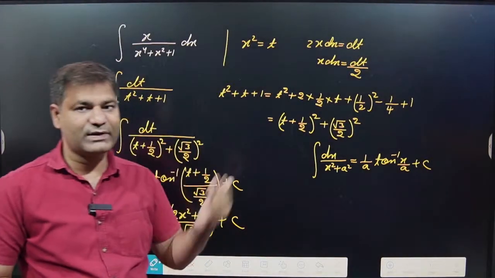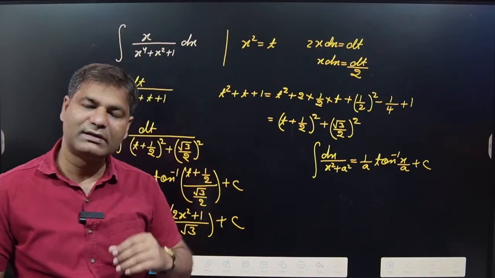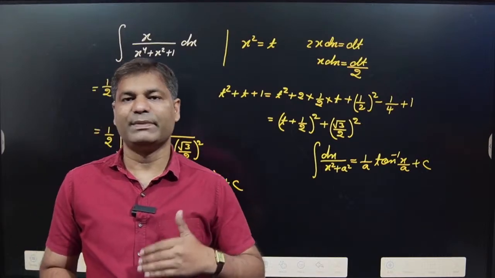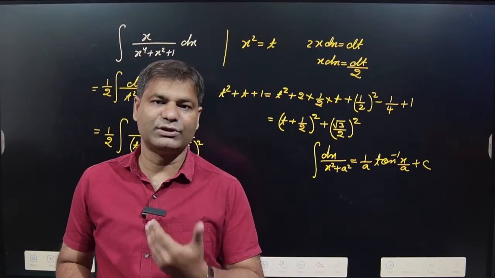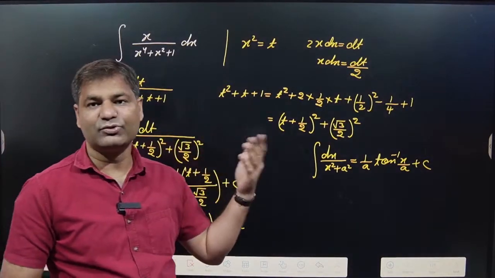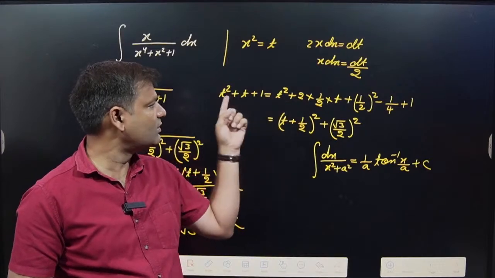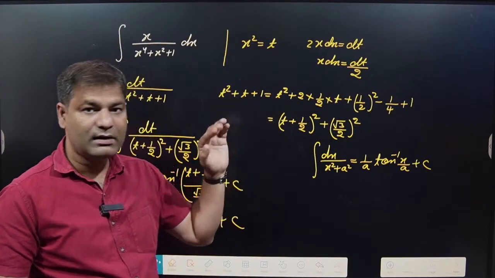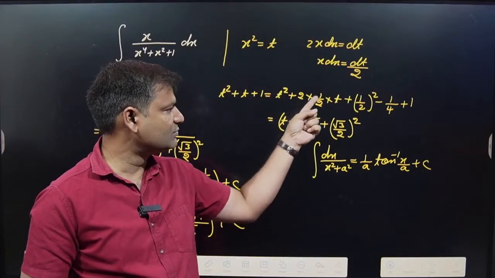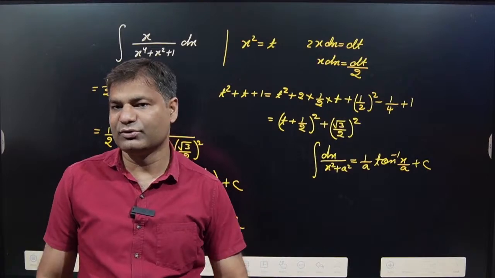If this type of quadratic expression is available in the denominator, then always make a perfect square. Perfect square means a plus b to the whole square or a minus b to the whole square. So here it is positive, so make a plus b to the whole square, meaning a square plus 2ab. a is available but b is not available, so multiply by 2 and divide by 2. So basically b is 1 by 2. So 1 by 2 to the whole square adding and 1 by 2 to the whole square subtracting.